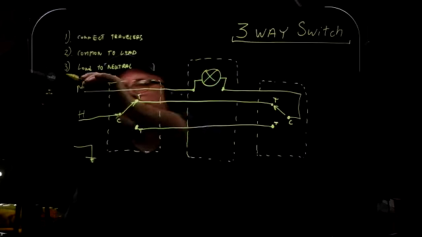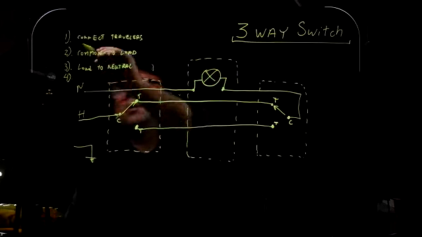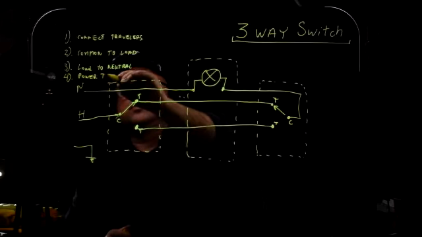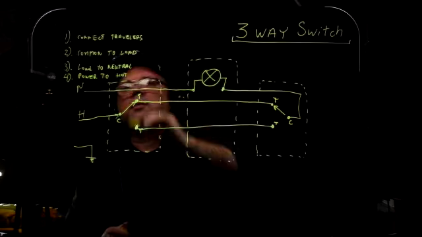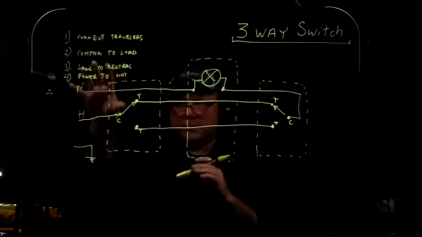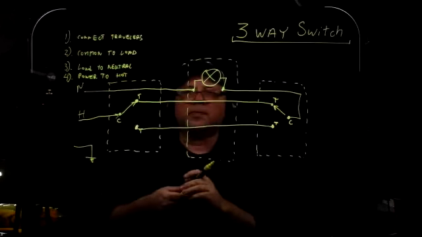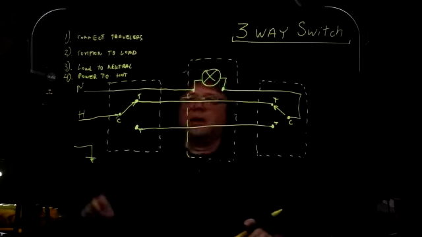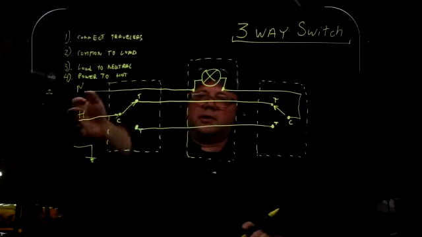Let's get the fourth point here. Power to hot. So not 3, 4 points we have to go through. All right. So that's the situation when the power is supplied to the first switch.